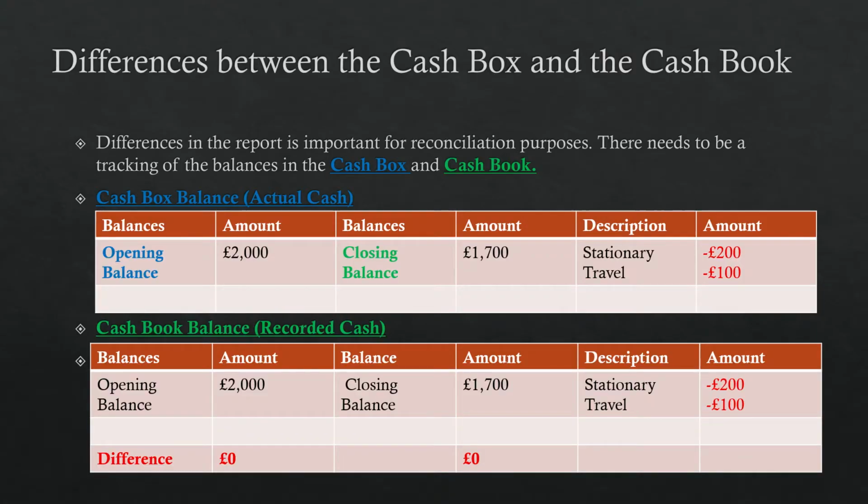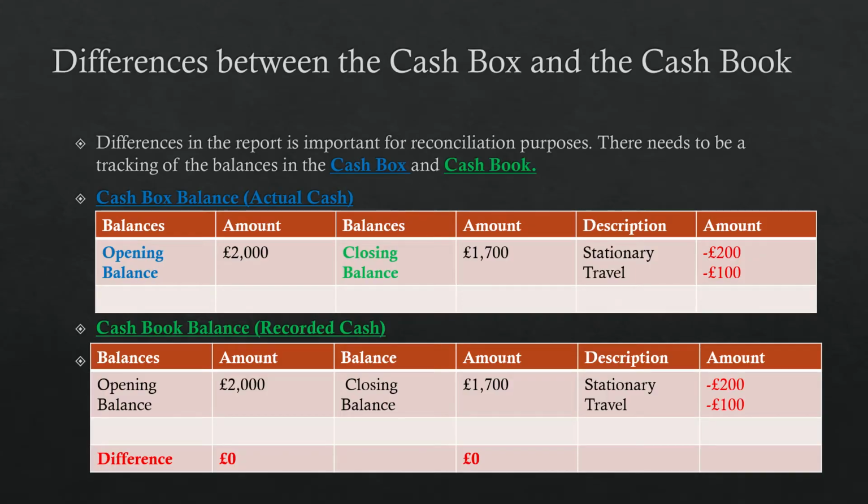So once we have them being the same, we know everything is fine. But it is important for us to be able to track the two. And once we have that, we can then look at the difference. So we need to know the difference between the opening balance, which is the 2,000. So it's 2,000, 2,000, so there's no problem. And then the closing balance, which is 1,700, is 1,700 in both books or in both categories. So therefore, we know everything is fine. For reconciliation purposes, it's all good.